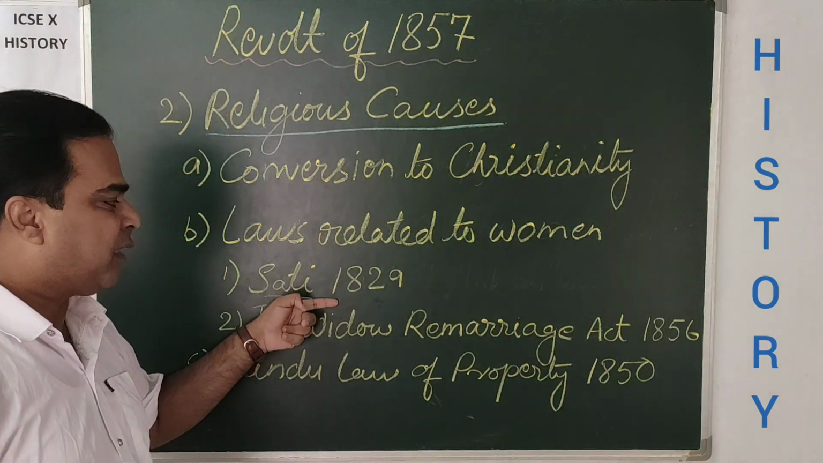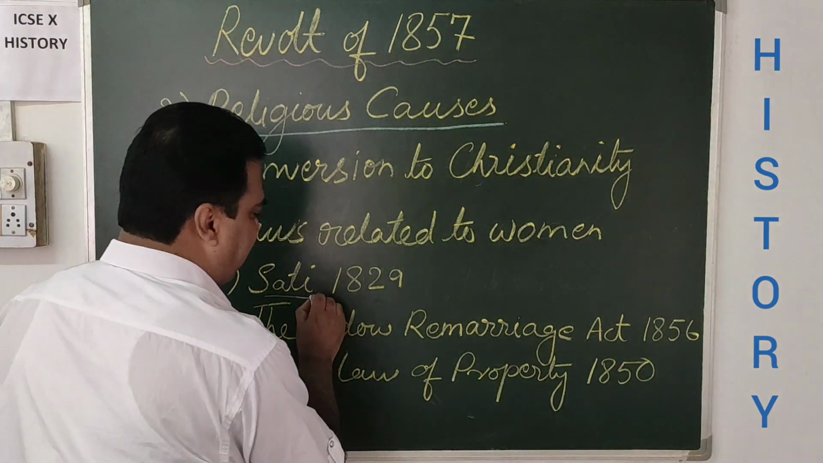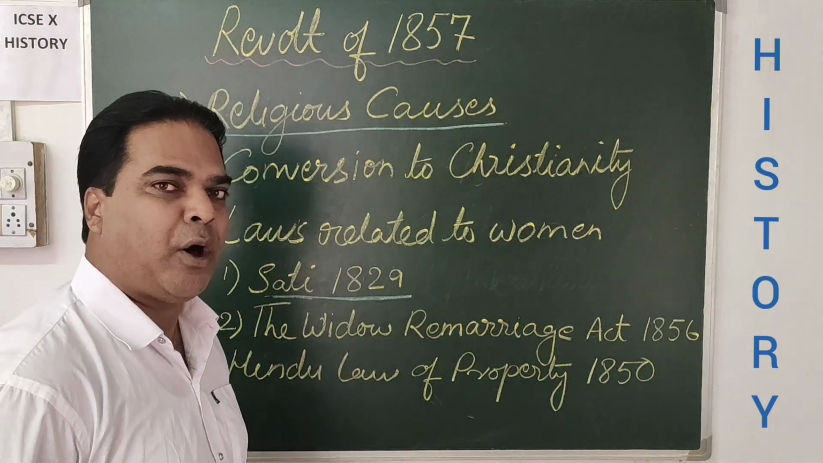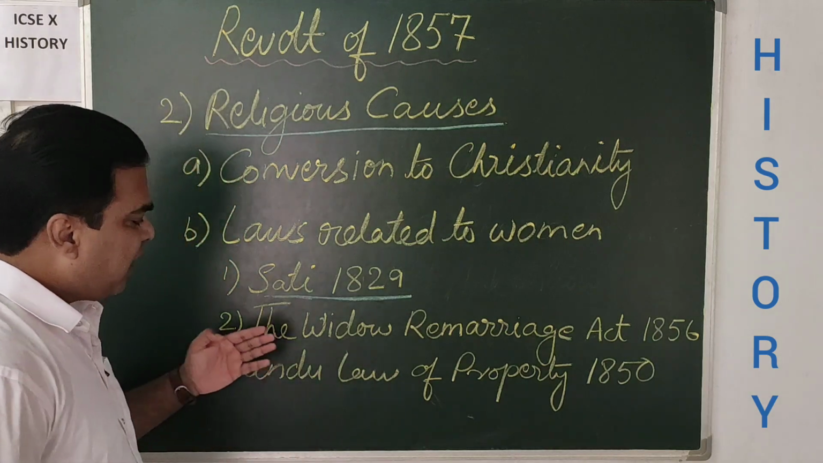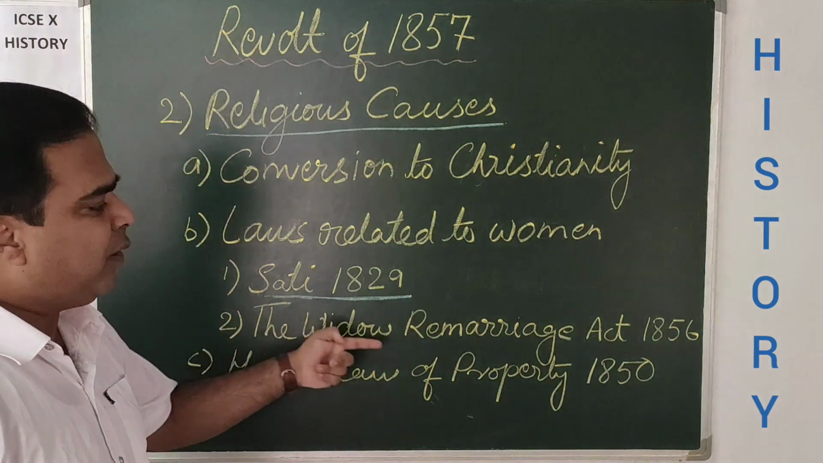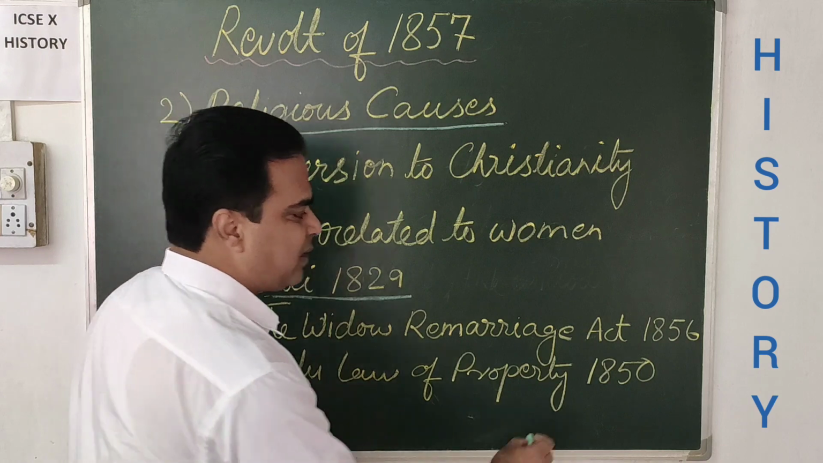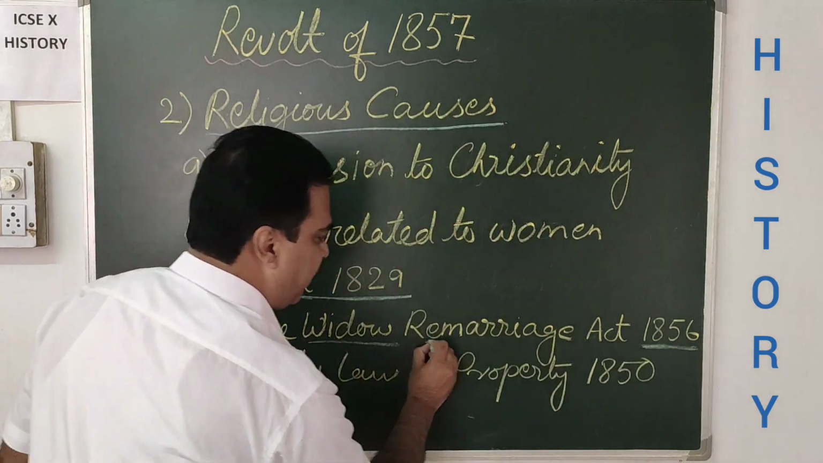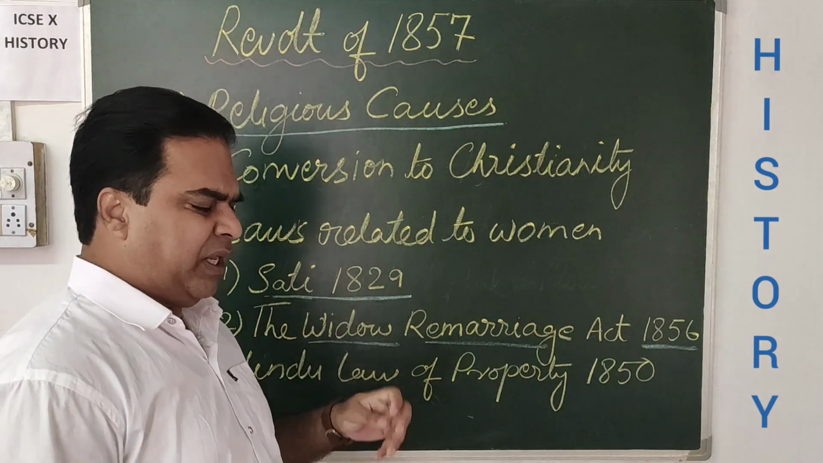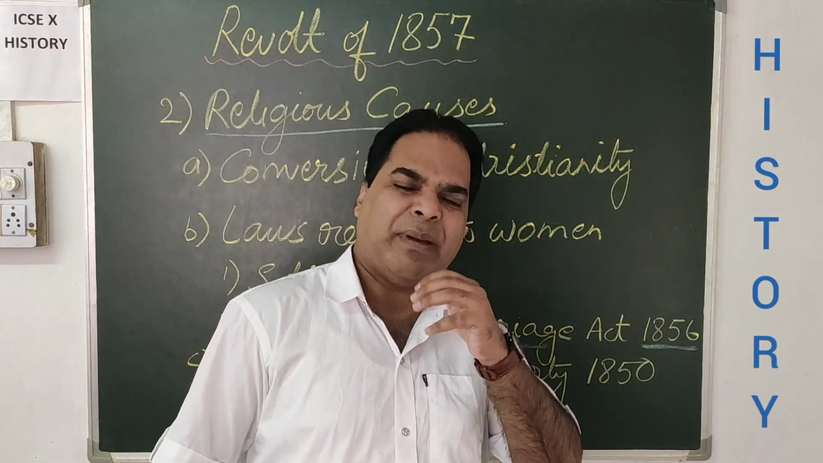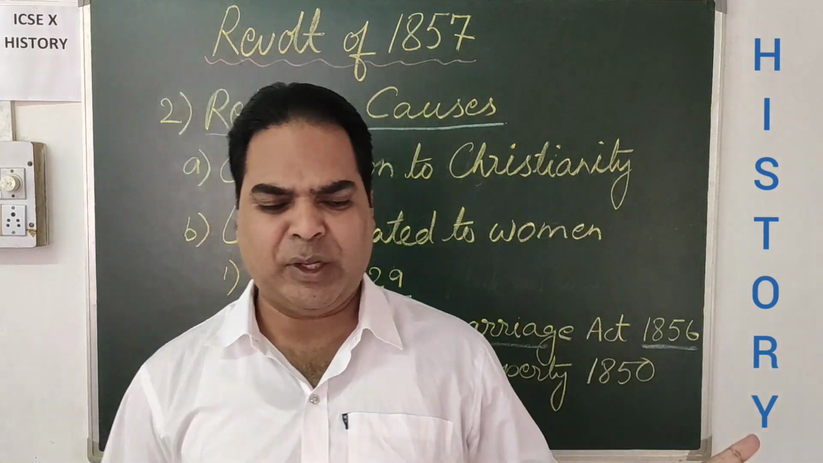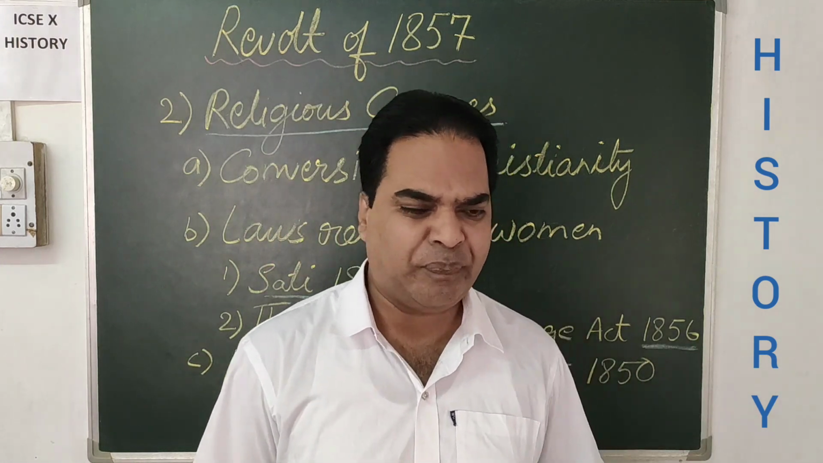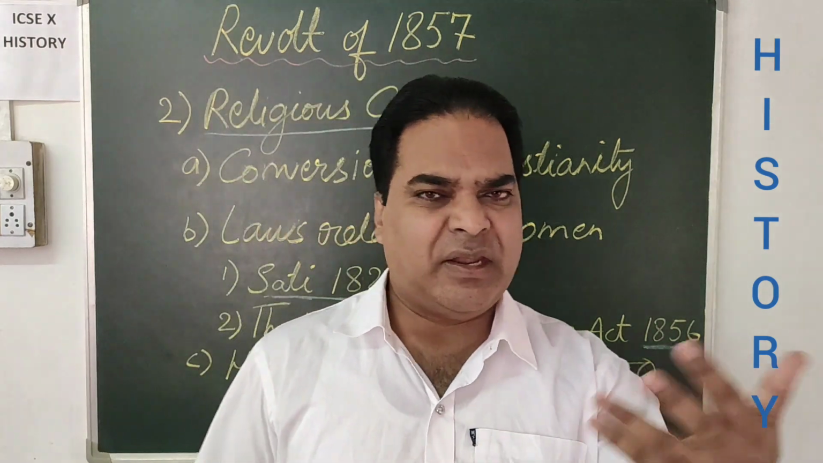Okay, so sati pratha was banned in the year 1829. It was passed. It was made a punishable offense. Then the another one was the Widow Remarriage Act. Widow Remarriage Act was passed in the year 1856. Widow remarriage. In our tradition, long time back in our country, when you go back before the coming of Britishers in our country, during the Sultanate period, Mughal period, before that, child marriages were there.